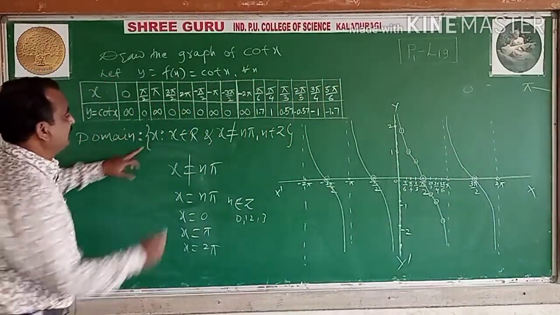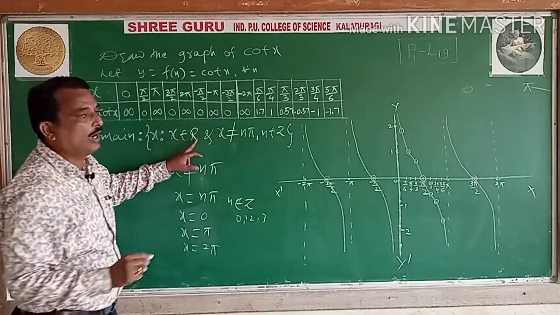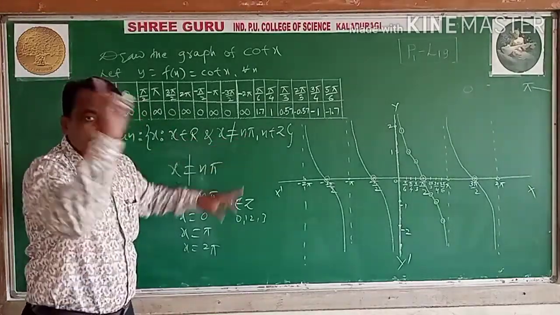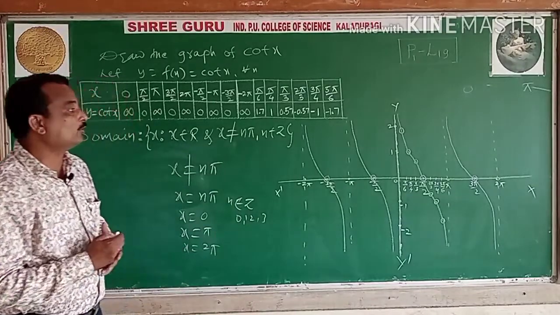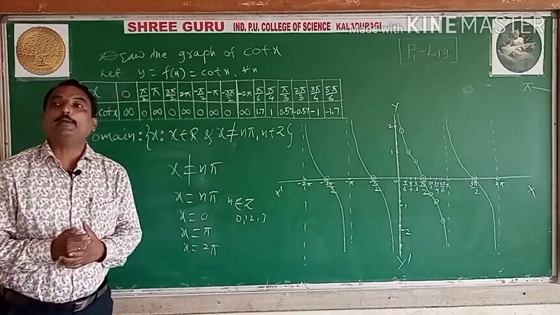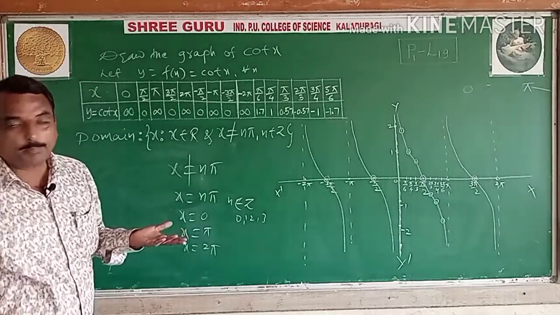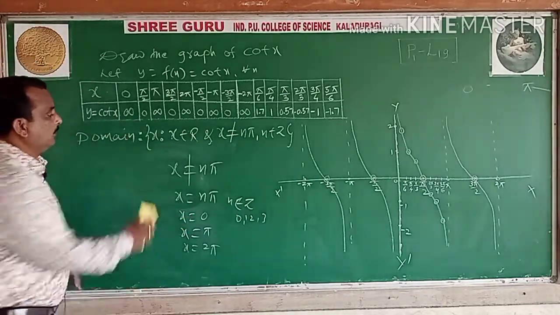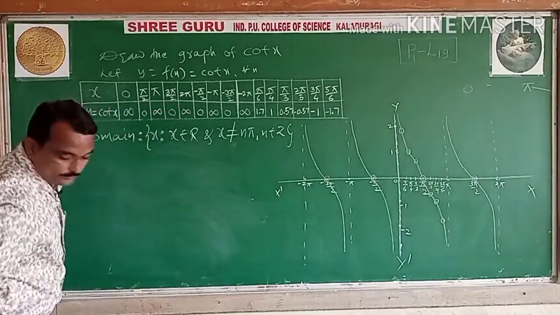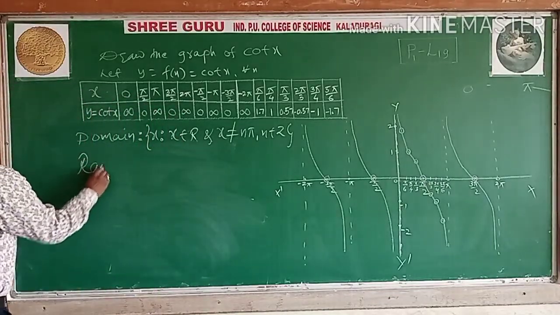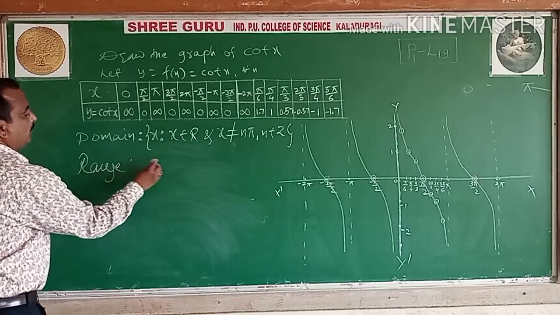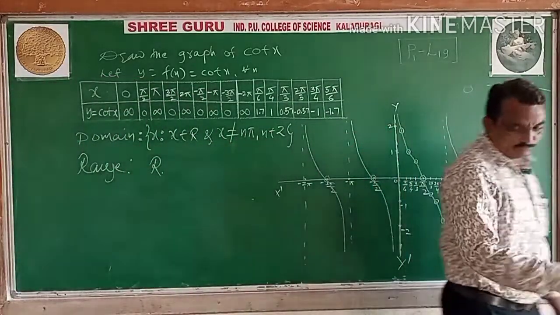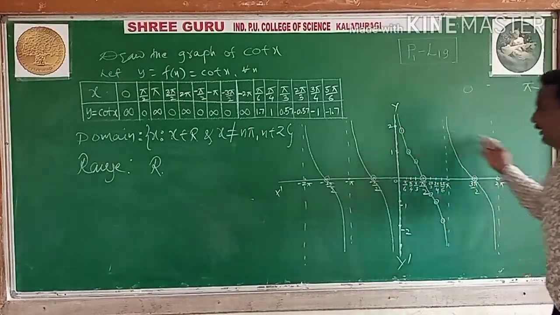The domain is the set x, x belongs to R, and x is not equal to n pi. In the previous graph, tan x, x is not equal to (2n plus 1) into pi by 2, odd multiples of pi by 2; that was the domain there. And range is the set of all real numbers. There is no restriction here. The range is the set of all real numbers.